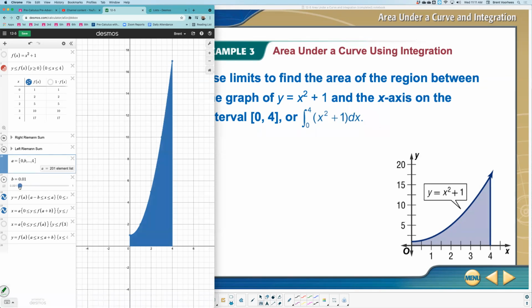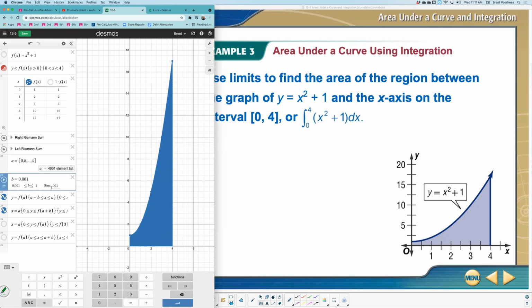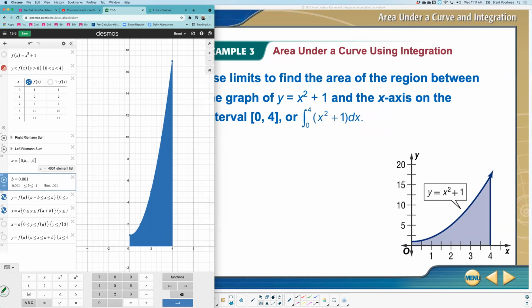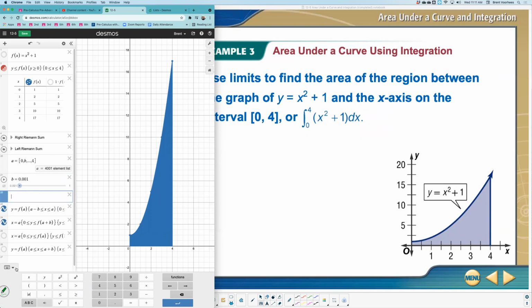If I wanted 0.1, if my math is right, that would be 400 rectangles fitting in there. It's extremely small, so small you can't even see them all. So what is that area going to be? Well, what I would do here is I would say int, which gives you the integral symbol, or what you can do also is you can go from your Desmos calculator, hit functions, miscellaneous, and it's right there at the bottom left-hand corner. It's the integral.